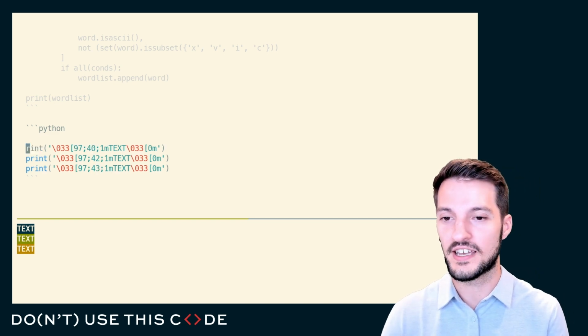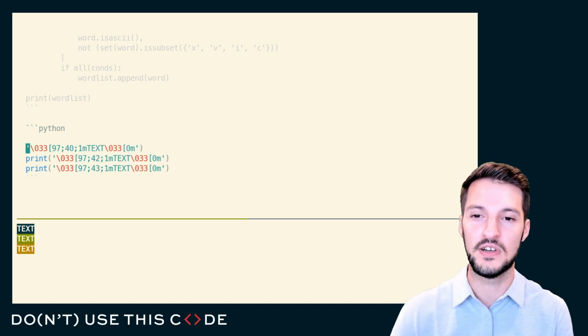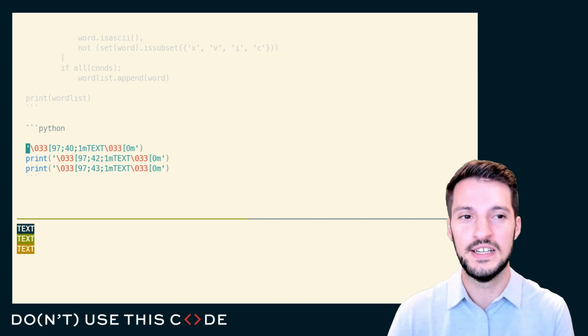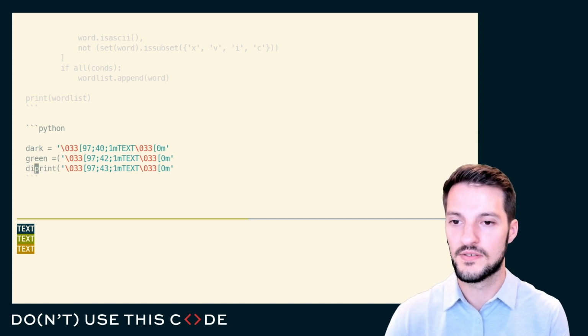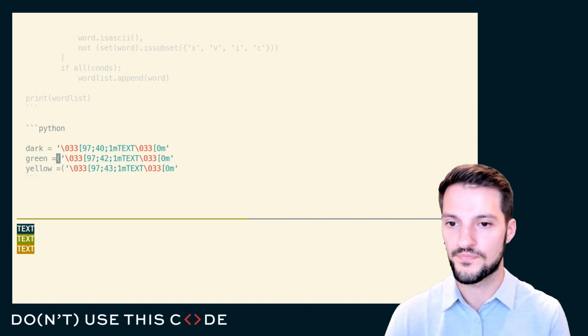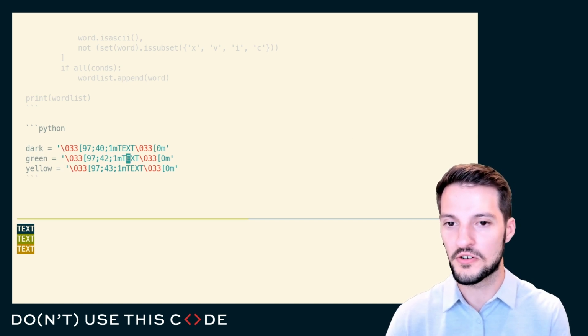And I can assign these to variables or anything that I need, and I can show you a little bit about how I'm at least planning on using these. So this was dark, this was green, and this was yellow. And so now that I have these, what I want to do is actually apply some coloring to something inside of these.